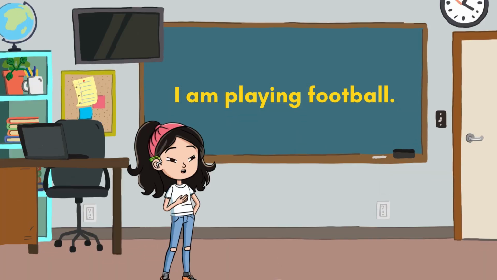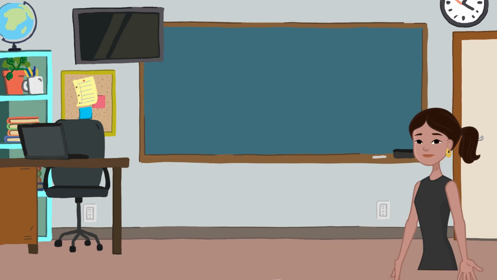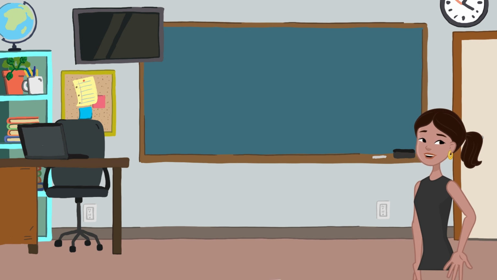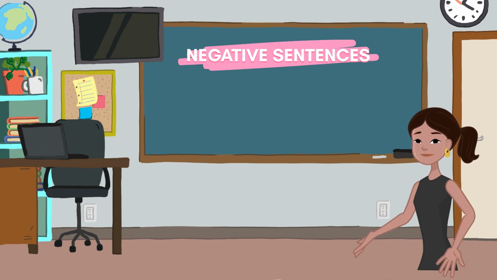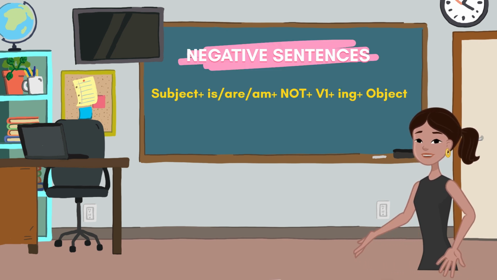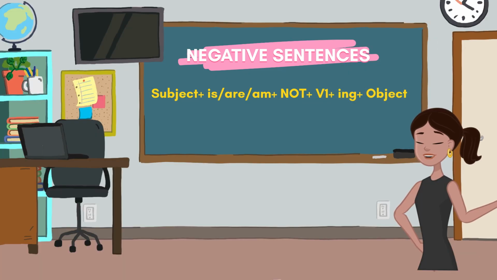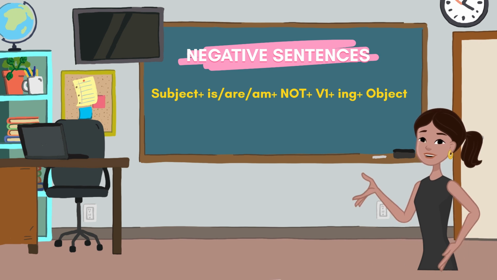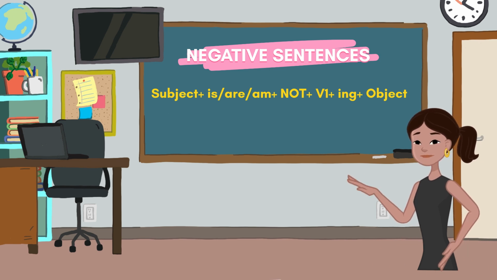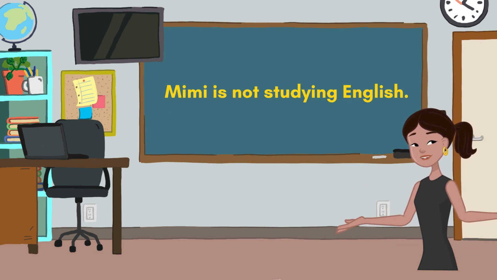And how do I make a negative sentence, ma'am? Negative sentences can be framed using this format: subject plus is or am or are, depending on the subject, plus not plus first form of the verb plus ing plus your object. For example, Mimi is not studying English.